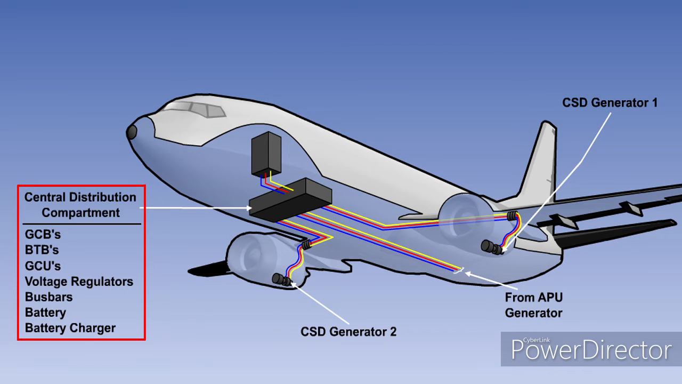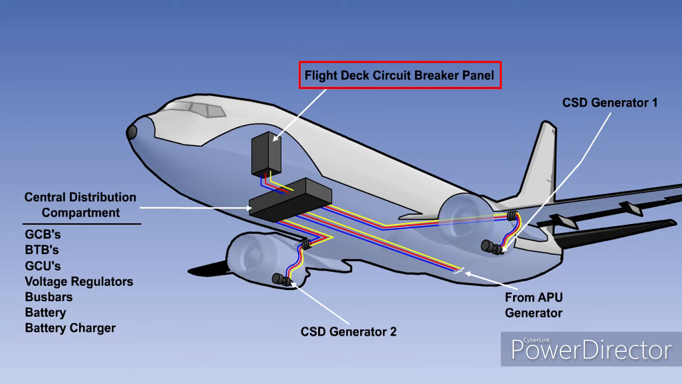This distribution compartment will house many of the components we have already seen, including generator control breakers, bus tie breakers, generator control units, voltage regulators, main bus bars, the battery and the battery charger. Bus bar extensions may be found on the flight deck behind the circuit breaker panels.